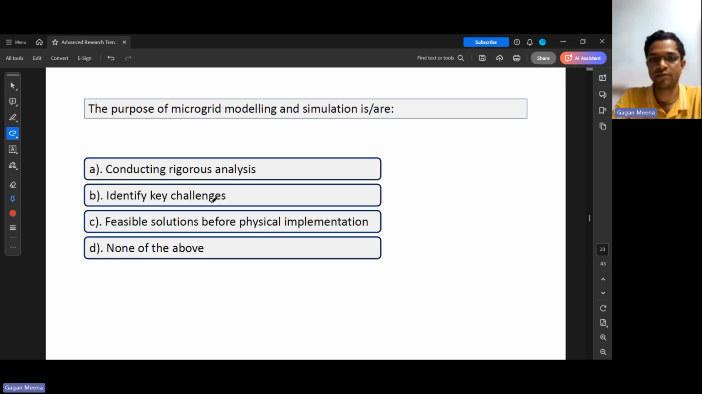Okay, let us move to the questions now. What's the purpose of microgrid modeling and simulation? We have already discussed this. Now we have to select what.